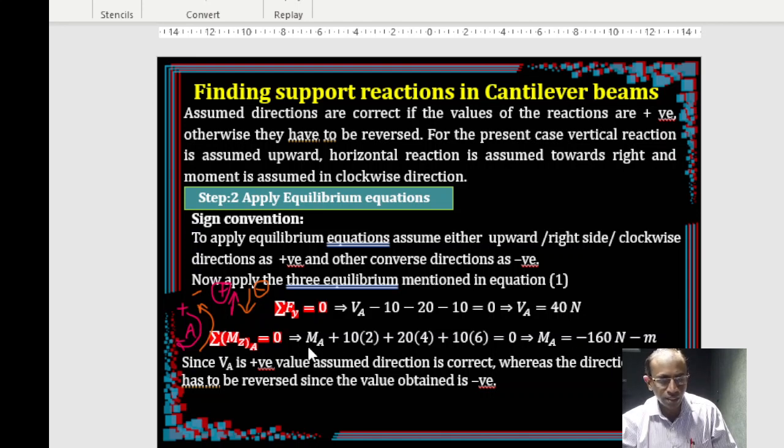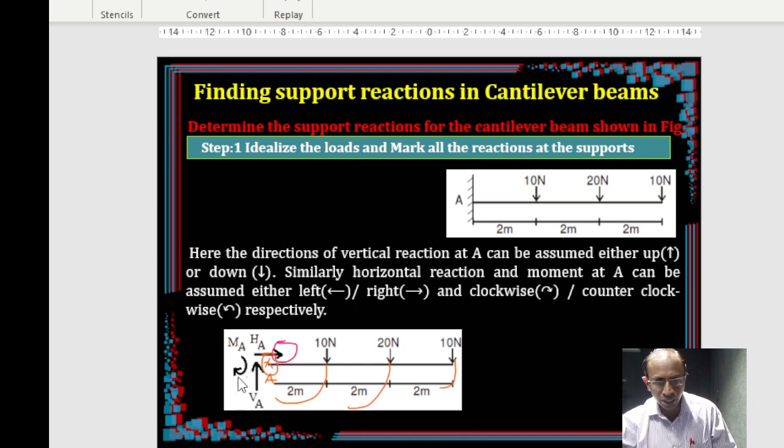Now after getting this, finally you can represent. Here you got a negative. The meaning of this negative is that your assumed direction of MA is not correct. So that means you reverse it. We have taken it in the clockwise direction, but it's supposed to be anti-clockwise. That's the only meaning, nothing else.